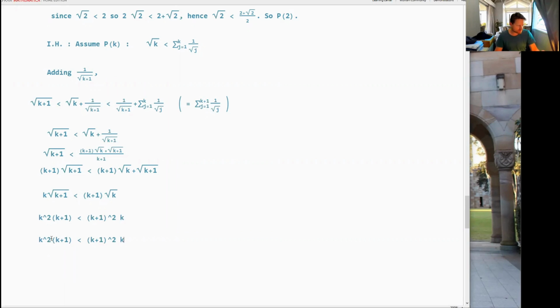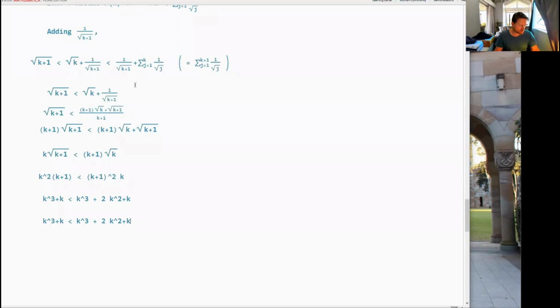All right, so on the left we have k cubed plus k. And on the right we have k cubed plus 2k squared plus k. And then you can see that what we want to start with and go that way is, so we'll let the k cubes vanish here. Let's get rid of those.